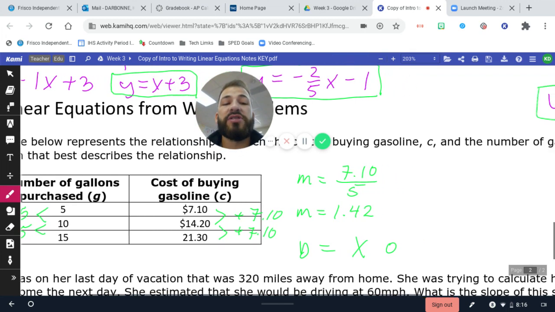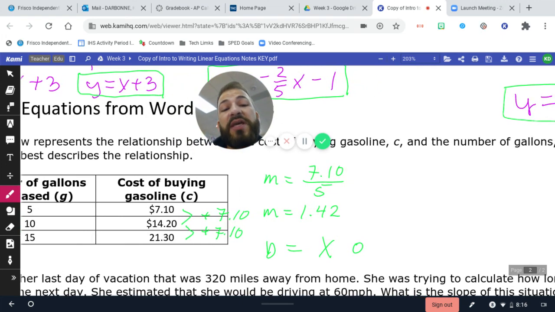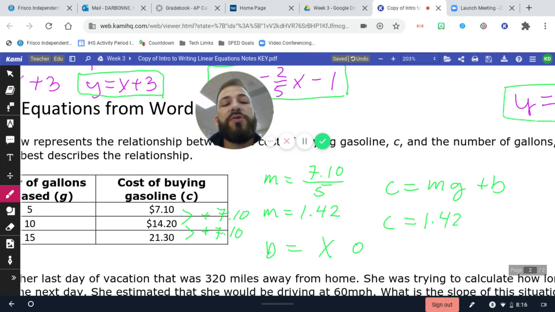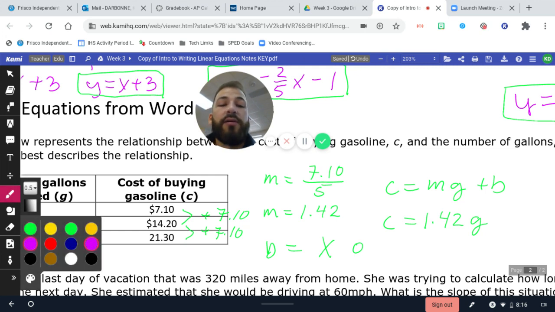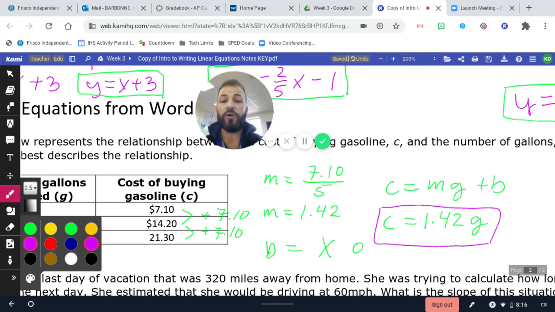So now let's actually write our equation. Instead of y equals mx plus b, we'll use c equals mg plus b. C is our cost, so c is going to stay the same. M is that slope that we found, 1.42. G is our number of gallons. And we already talked about our b being 0. So if you notice with our direct variation, this variable is related to this variable by this number. It's directly related. There's no extra stuff going on in the situation.